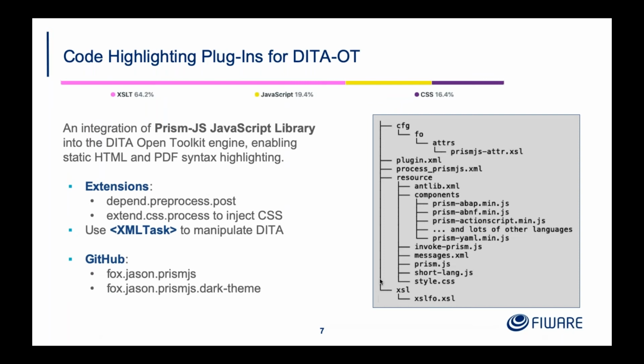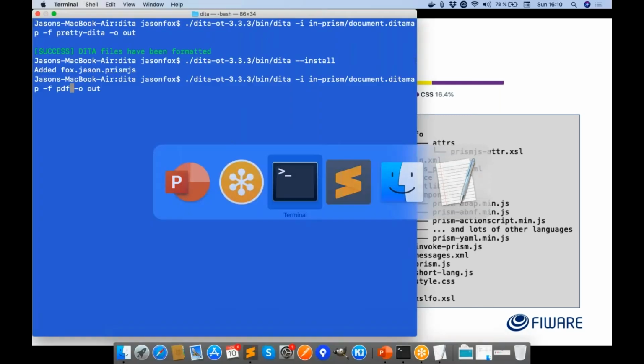The final plugin for this particular section is a code highlighting plugin. This is, according to GitHub, 64% XSLT, but that's actually a misnomer because I've excluded all the JavaScript files which are held in that components directory, and there are lots and lots of them. This particular plugin adds in code highlighting. I'll just get that one running.